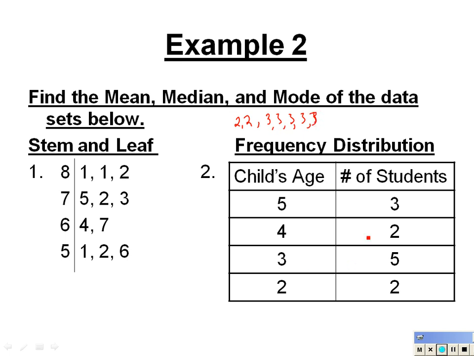And then we have 2 children age 4. And then we have 3 children aged 5. And we're being asked to find the mean, median, and mode. So once again, we add all these numbers together and divide by how many there are.